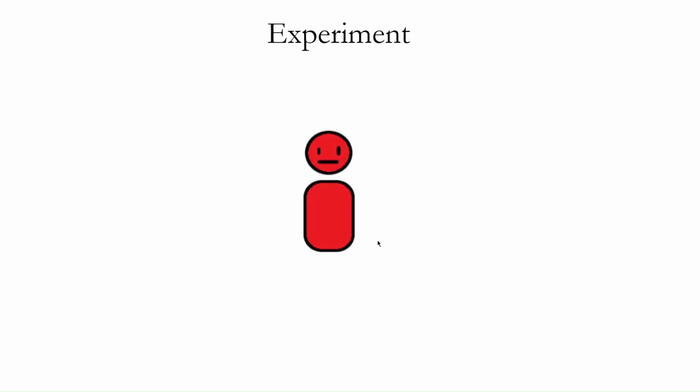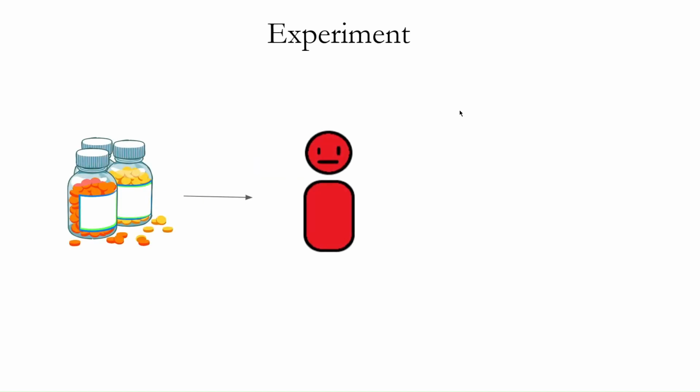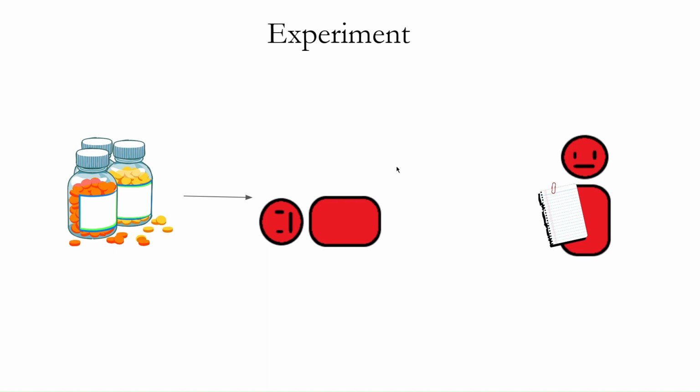But in an experiment, let's say that this is a subject, and we give him a certain medicine, and we, as the researchers, take note of what happens to him after consuming the medicine. So now we are noting down the difference between how he was before and how he was after the medicine. So now in this situation, he isn't in his natural state.